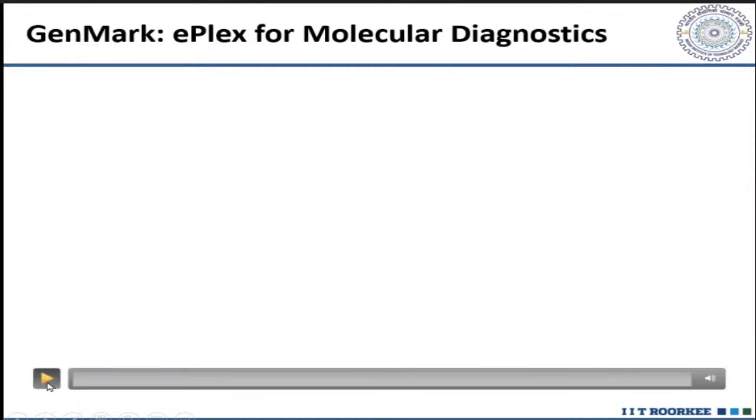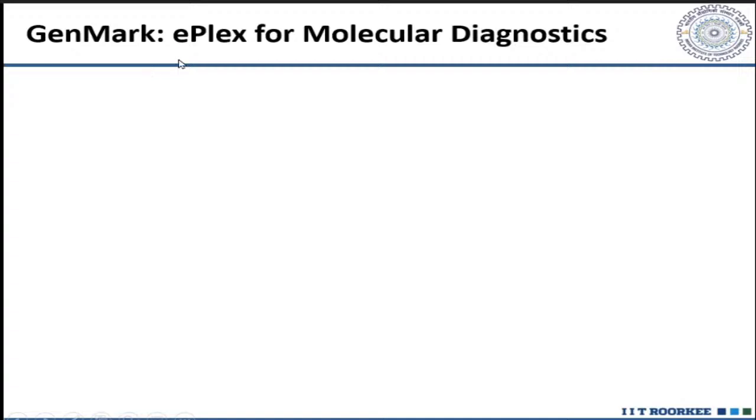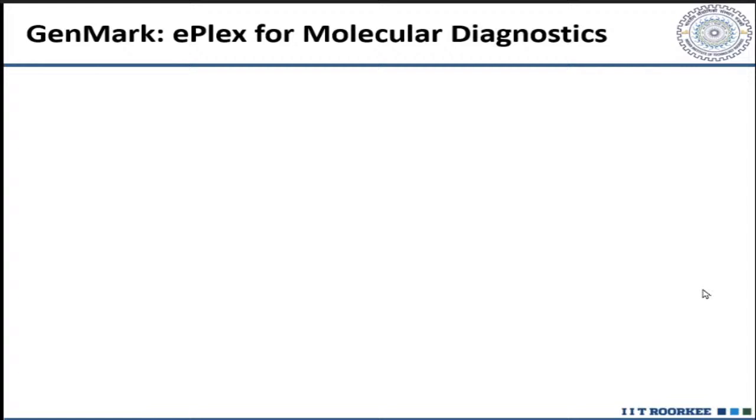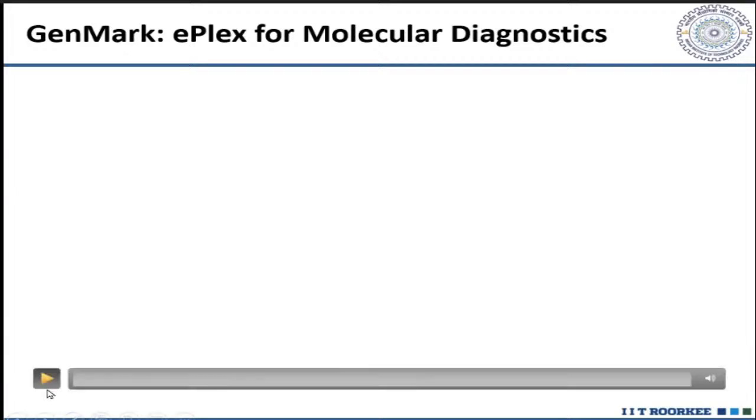And Genmark is another company who prepared the ePlex, that is the device name, for molecular diagnostics. Molecular diagnostics is very important, and a very handy example is coronavirus. Molecular diagnostics have been done, which is why people are able to know that this is a new variant, this is another variant, and so on. This is a biochemical laboratory procedure that is being performed.